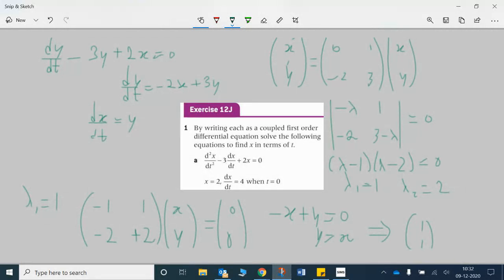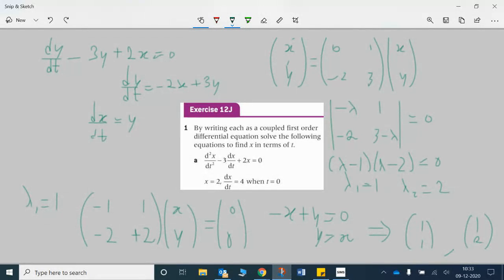Now, if you do exactly the same thing with lambda 2, you end up getting the second eigenvector, and the second eigenvector gives you (1, 2). You just need to put this into here again in the same format, and then create your equation. You end up getting y is equal to 2x for this one, and this is your second eigenvector.